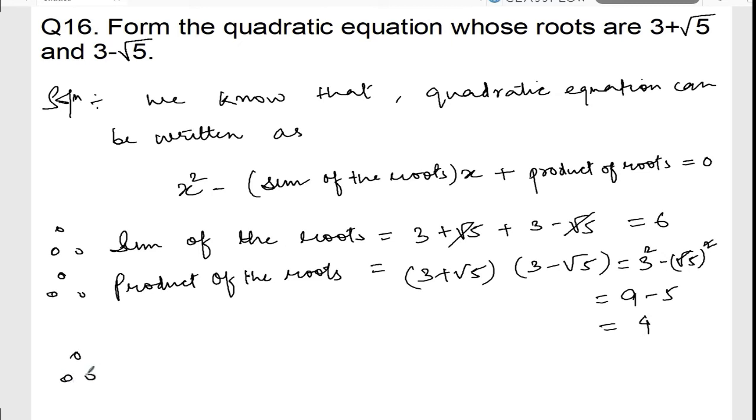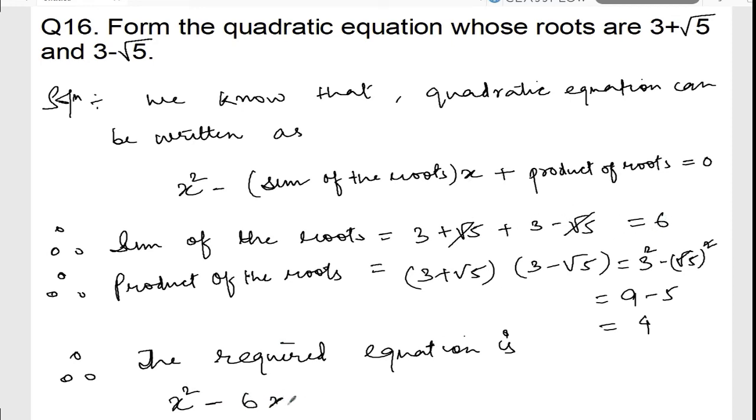So therefore the required equation is x square minus sum of the roots, which is 6, so 6x, plus product of the roots, which is 4, so plus 4 equal to 0. And this is your answer. This question was asked in 2011 for 2 marks. Okay, so let us do the next question.